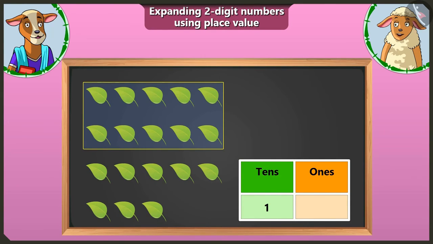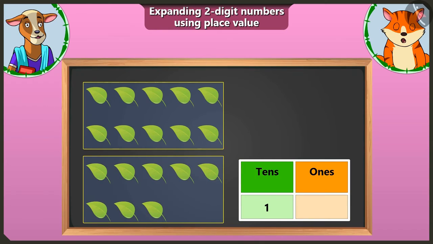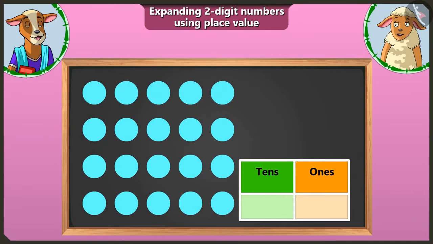Well done, Lily. Now I will count the remaining leaves. 1, 2, 3, 4, 5, 6, 7, and 8. We will write the number 8 in the ones box. Now tell me, 1 tens and 8 ones make which number? 1 tens and 8 ones make number 18. Well done, Billy. Now look, children, there are some circles here.